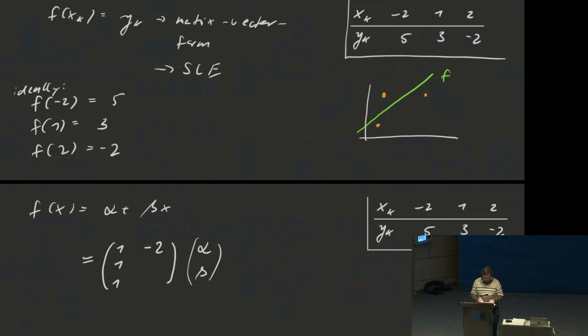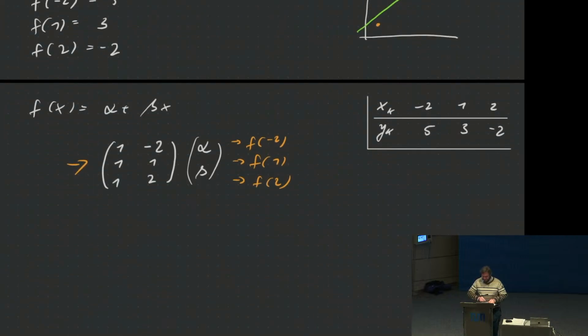So for the first x, you get minus 2. For the second, you get 1. For the third, you get 2. So basically the first row here is f of minus 2. The second row is f of 1. And the third row is f of 2. Maybe better to write an arrow here, not an equality sign.